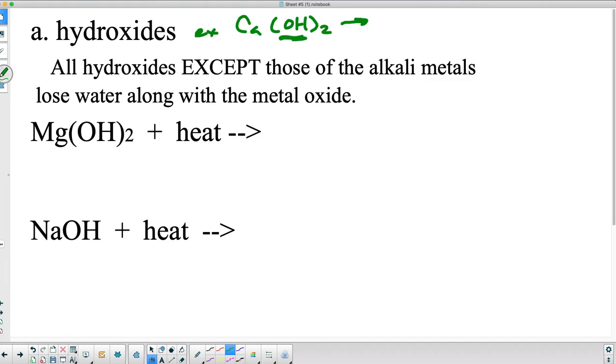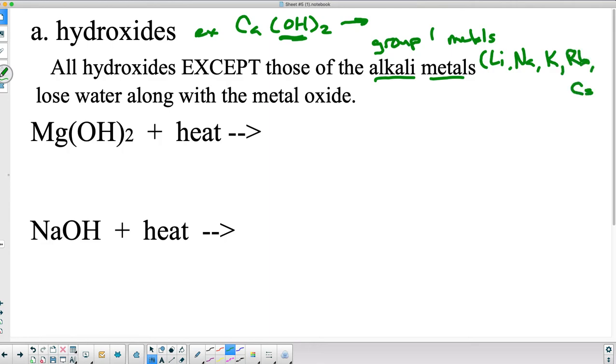Now, here's the rule for all hydroxides except those of alkali metals. What are alkali metals? Alkali metals are the group 1 metals. That means they are lithium, sodium, potassium, rubidium, cesium. Those are the group 1 metals. Of course, francium is in there, but we never see francium.